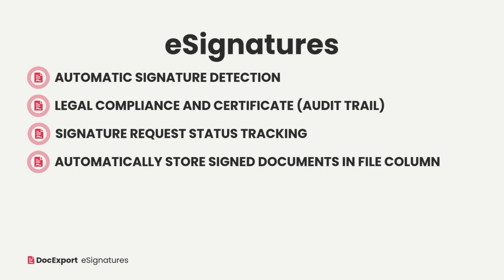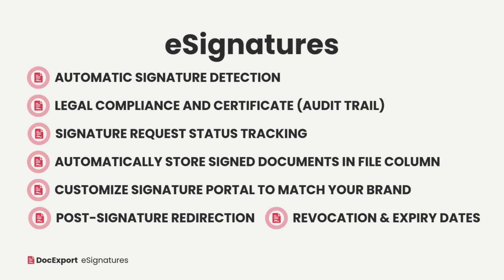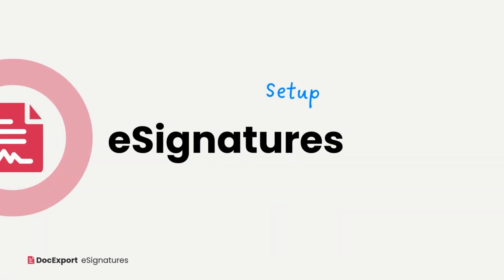Signed documents are automatically saved to a file column on your Monday board, and you can add your company's logo and customize the signature portal to match your brand. After signing, signees can be redirected to a custom page. You can also include the exact date the signature was added, and board owners can also revoke signature requests if needed. And you can set expiration dates for each signature request to better manage your timelines.